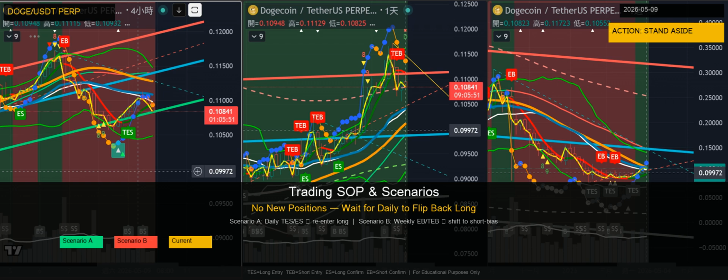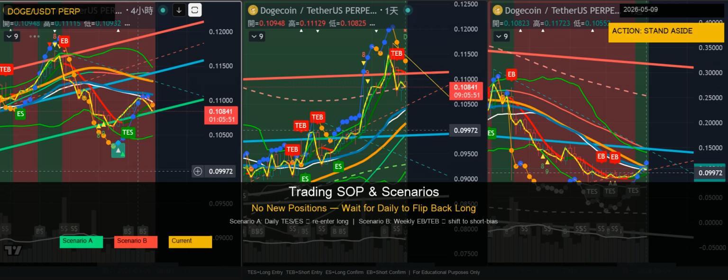Scenario B, bearish pressure escalates. The daily TEB is followed by more bearish signals, a new daily EB, or the weekly also prints an EB or TEB. The 4-hour TS fails and an EB appears. This would signal that the Doge recovery rally has failed, and the entire structure is shifting back to bearish. In this case, stand aside from longs and wait for the weekly to confirm the new direction before considering shorts.